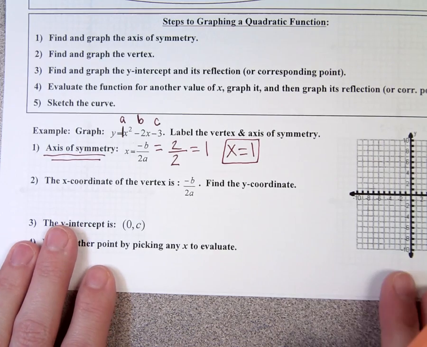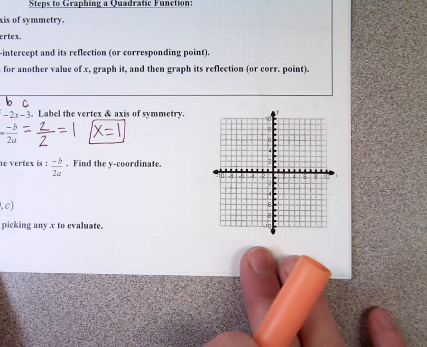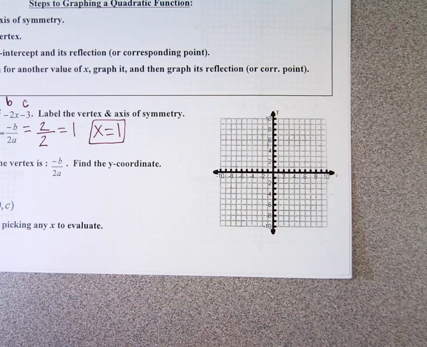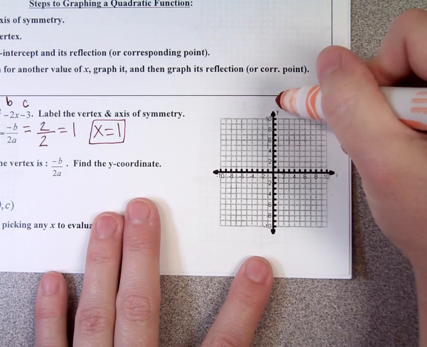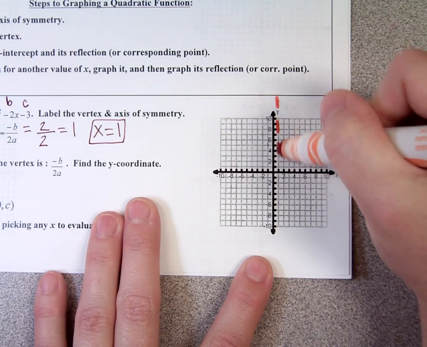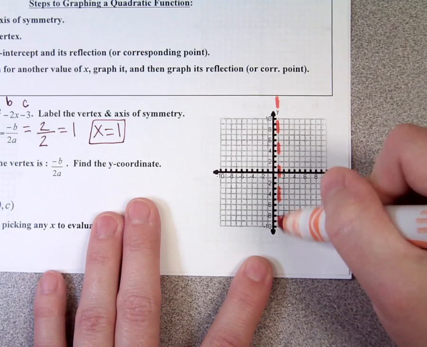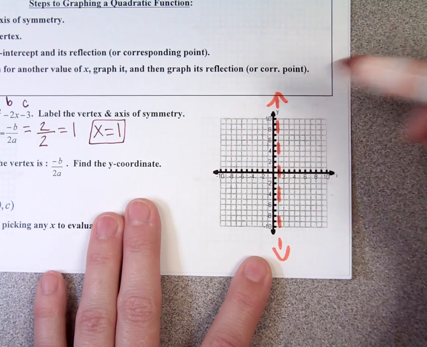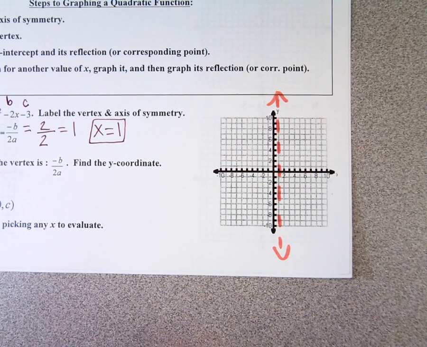So the first thing I'm going to do is draw my axis of symmetry. I'm going to come over to where my x is a 1, and I'm going to draw myself a dashed vertical line. And that is going to split my parabola in half.